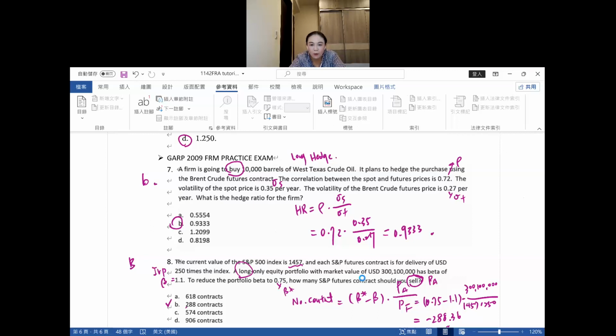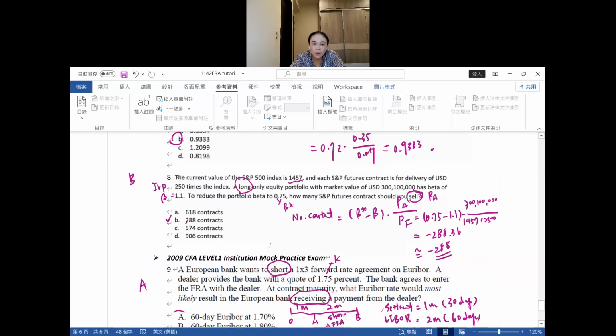Volatility for Brent crude oil is 0.27, that's sigma F. So HR is rho times sigma S over sigma F. So the answer would be 0.9333. The answer is B. You can take a look and try to compute it yourself.